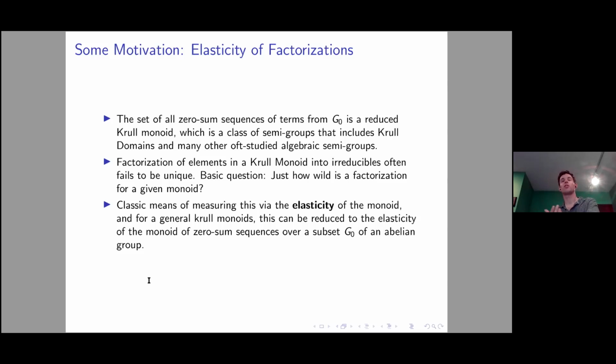And these monoids of zero-sum sequences, as I've described, are special cases of Krull monoids. And Krull monoids also include lots of important algebraic examples. For instance, Krull domains, which are the higher dimensional analogs of algebraic number fields. And it's a very important question, even just for algebraic number fields, to consider factorization questions. And we well know that this fact that we can factorize the integers uniquely into a prime power decomposition is very aberrant behavior. That's not usual.